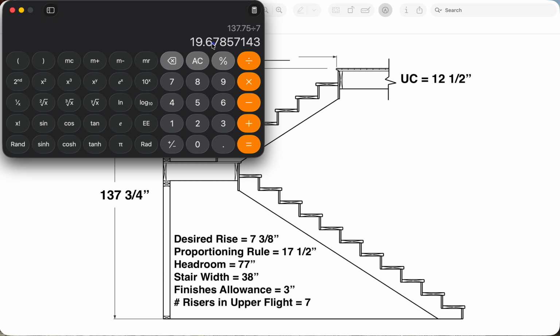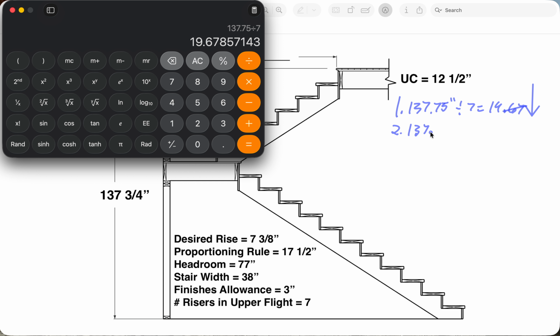So here we have 19.67. We can't have 0.67 of a rise, so we're going to have to round it either up to 20 or down to 19. Since we're aiming for more than 7, what we'll do is we'll round this down to 19, and that will give us an answer larger than 7.